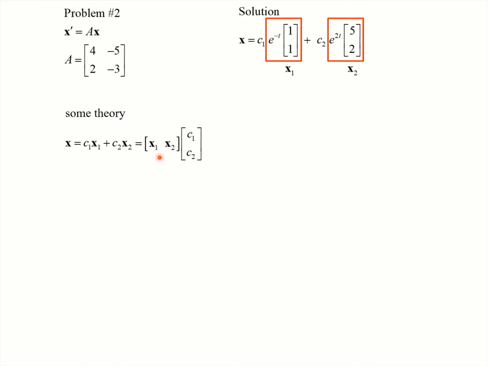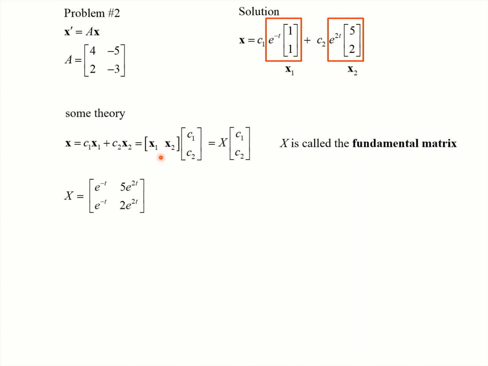And so what I'm going to do is I'm going to replace that matrix that is right above the red circle with an X. X marks the spot. Look at that. And so I have X times C1, C2. X has a special name. It's called the fundamental matrix. And so let's write out the fundamental matrix. The fundamental matrix is really this right here. It happens to be the things that are in red there on the top right. So it's that 2 by 2 matrix.